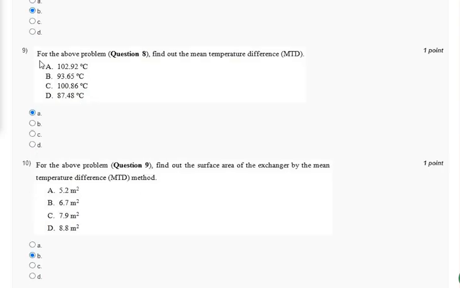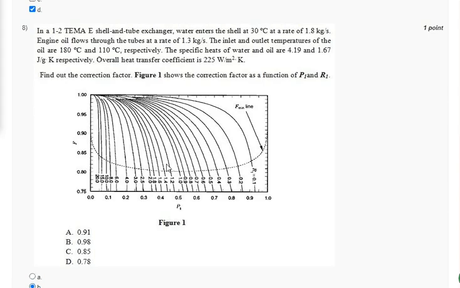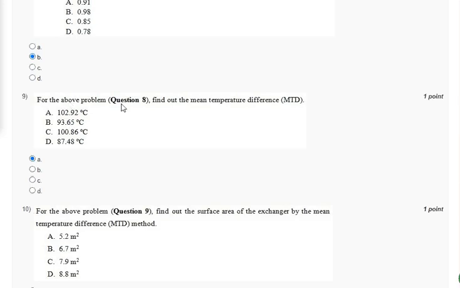The ninth question is also related to the numerical of question number 8. So here for the above problem, find out the mean temperature difference. Here LMTD, logarithmic mean temperature difference, we will find. So we will get the 102.92 degrees centigrade answer. So A is the correct answer.